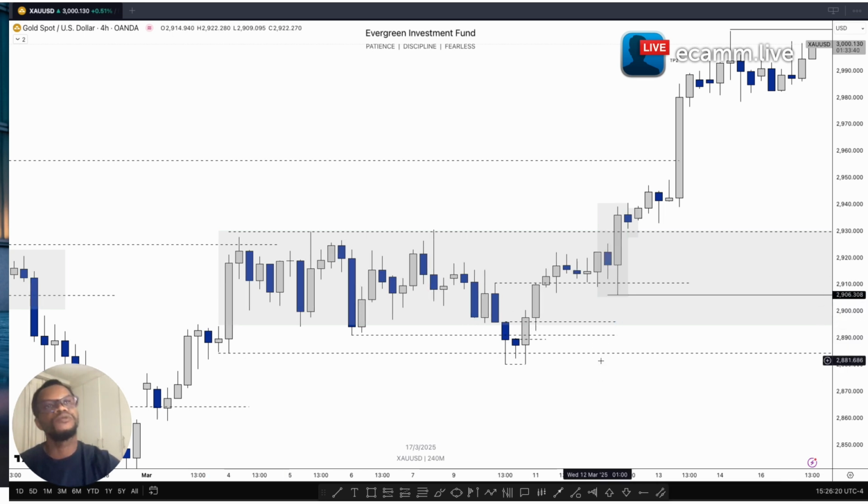So what is the difference between supply, demand and order blocks? I'll touch on support and resistance just now. Let me just continue on order blocks a bit.